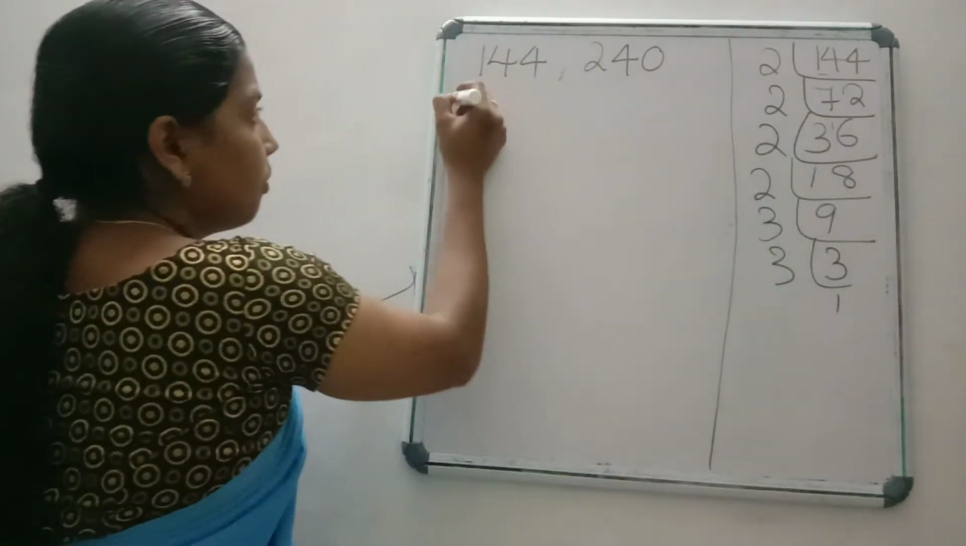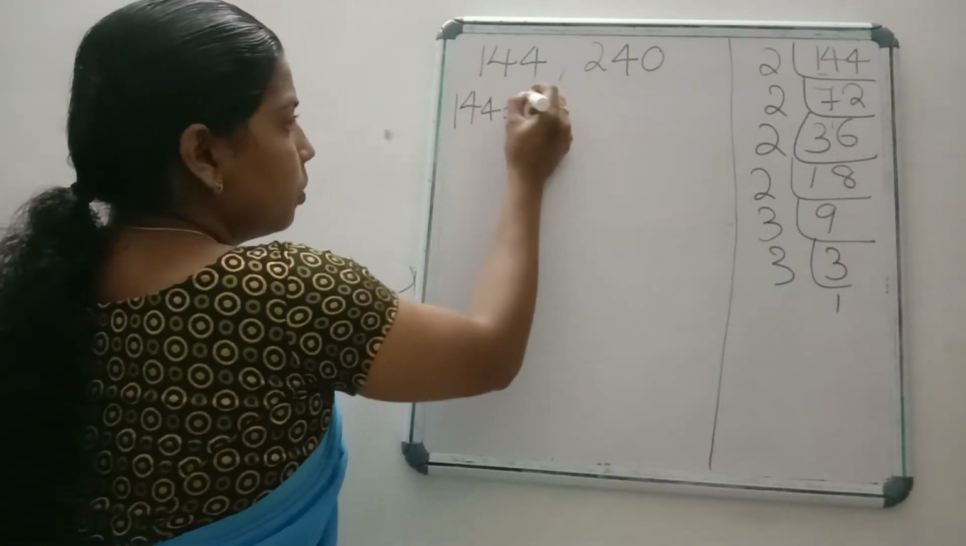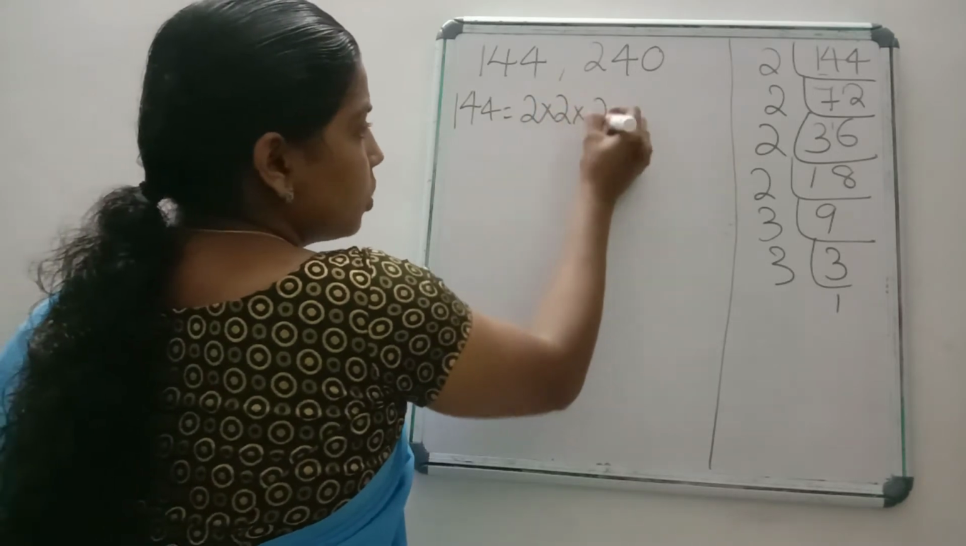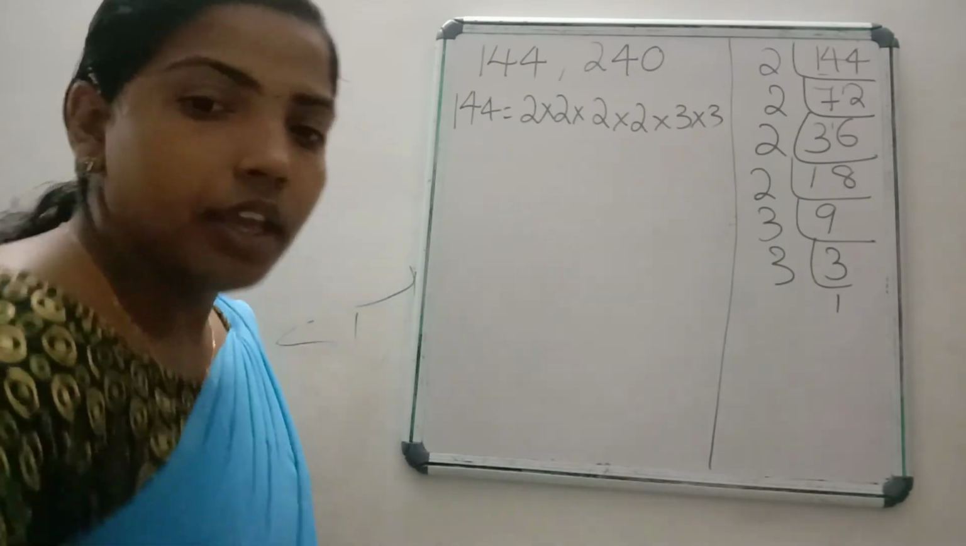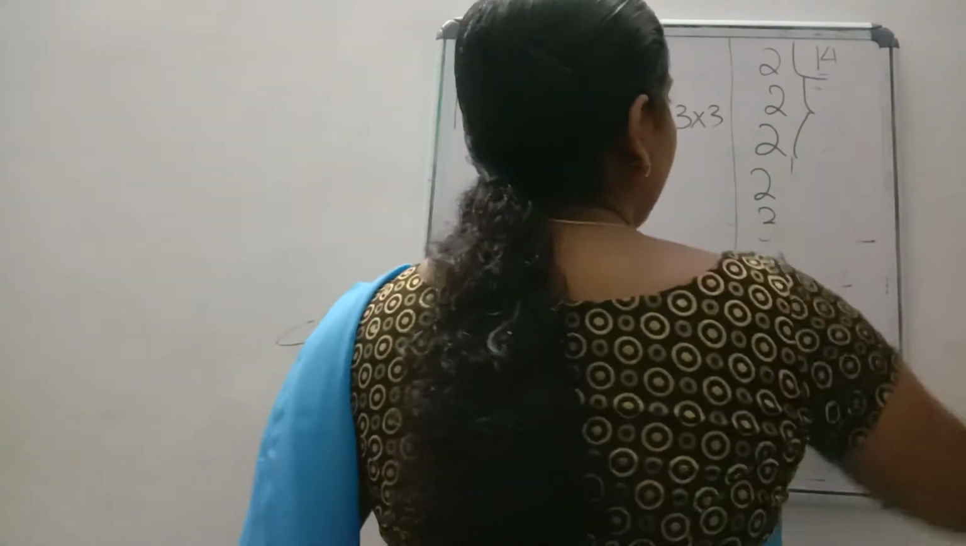Now just write the prime factors. 144 equal to 2 into 2 into 2 into 2 into 3 into 3. Okay, is it clear? Just stopping.